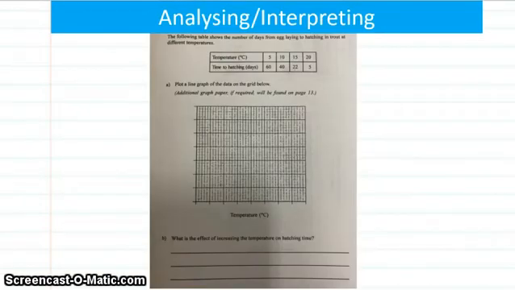You may also be asked to analyze data or interpret results. And we are back to our little trout hatchlings again. Now, the graph's not present this time, but you can see from the data in the table what the relationship between temperature and time to hatching is. So, what is the effect of increasing the temperature on hatching time? And it is quite simply, as temperature increases, the hatching time decreases.